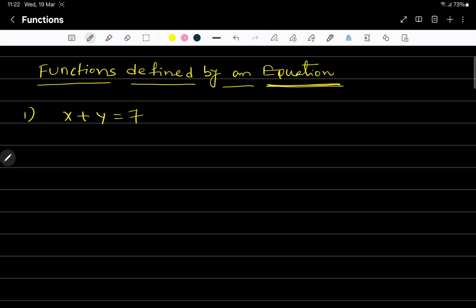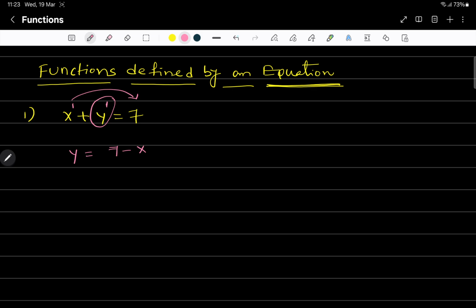Look here, what is the degree of x here? Degree of x is 1. What is the degree of y? Degree of y is also 1. To check whether any equation is a function, always check the degree of y. If the degree of y is 1, it is always a function. See here how we can solve this. From this equation, y is equal to how much? Move x over: 7 minus x.